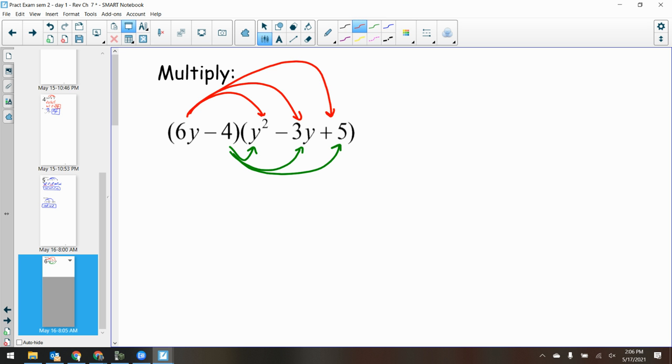So let's go with the first term. 6y times y squared. 6y to the third. Good. 6y times negative 3y. Negative 18y squared. 6y times 5, 30y. Then I do the exact same thing with the negative 4. Negative 4 times y squared is a negative 4y squared. Negative 4 times negative 3y is a positive 12y. Negative 4 times positive 5 is a negative 20.